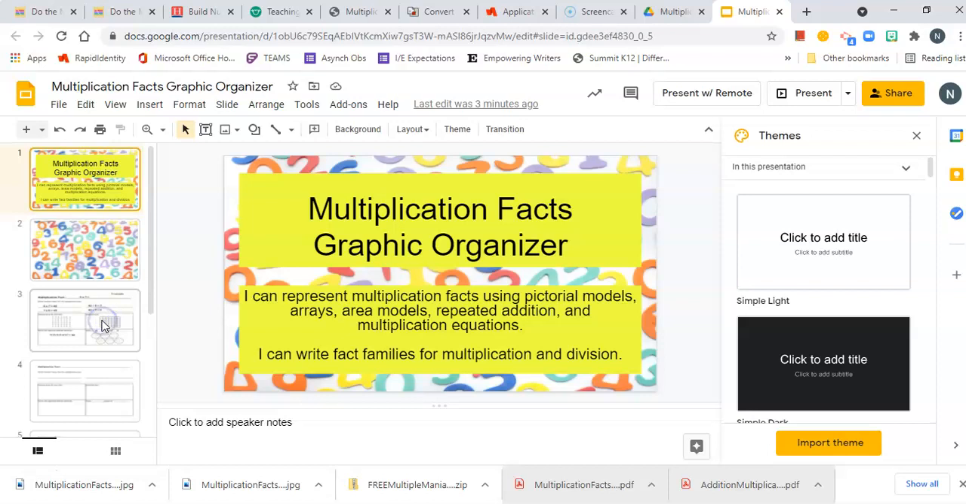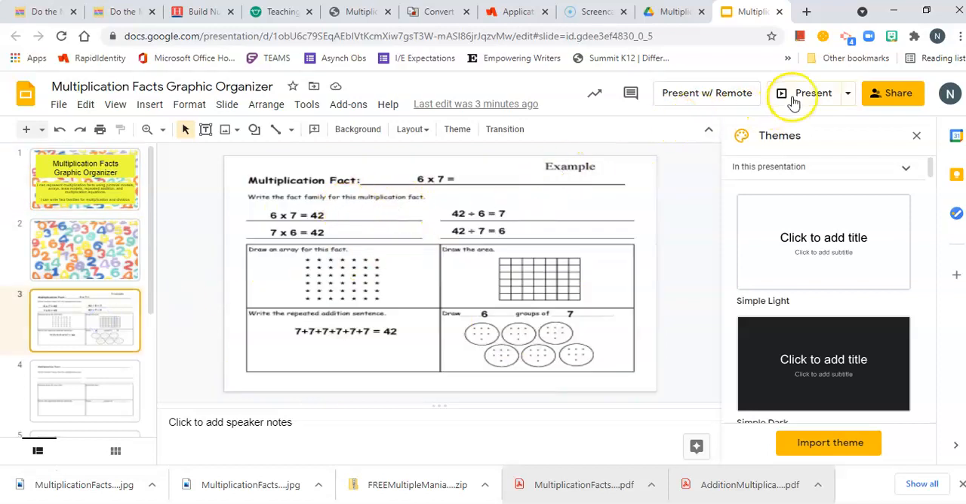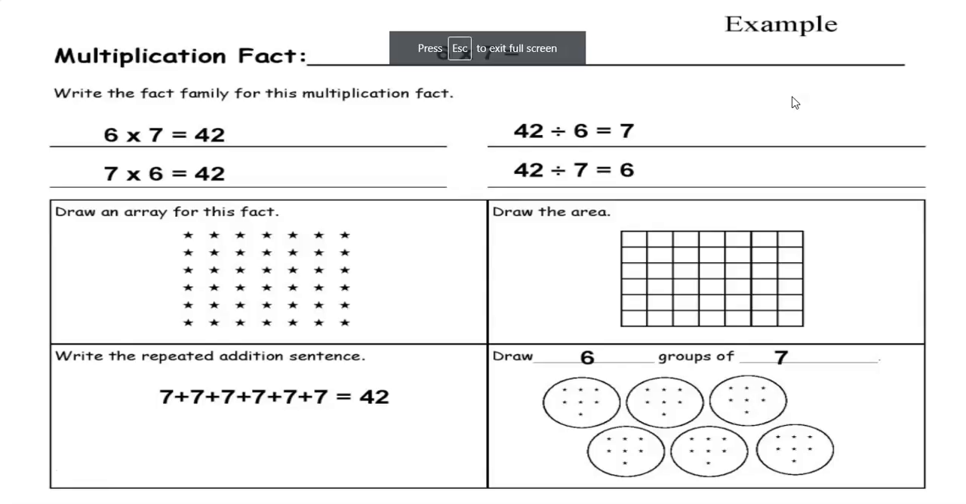Here's an example of what your finished slide will look like for each of the story problems, each of the multiplication facts. You will roll a die 2 times to come up with 2 different numbers that you're going to multiply, and you write the multiplication fact on the first line. If you roll a 6 and a 7, then you're going to do 6 times 7. Leave a blank equal sign. You can wait to do the fact family until you finish and solve the problem in the different ways.